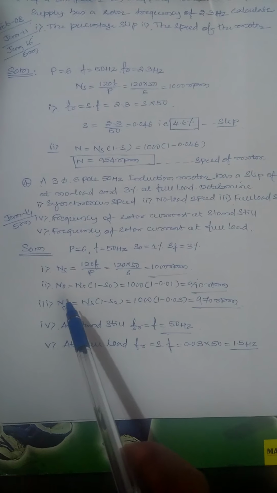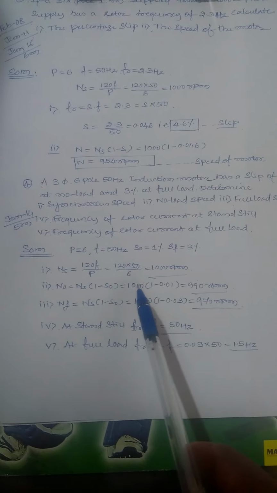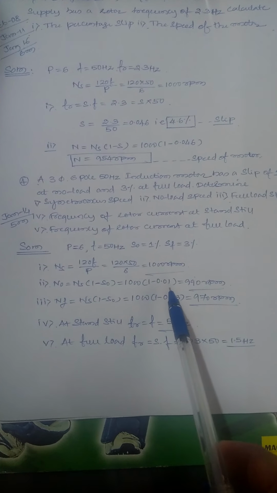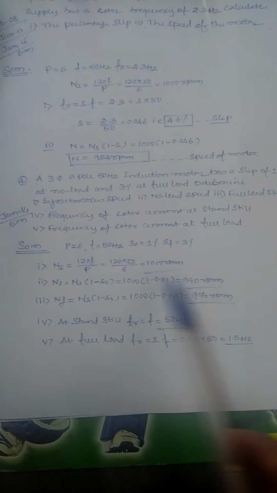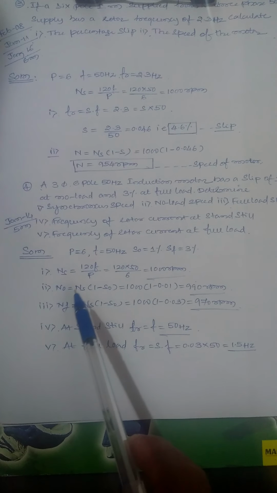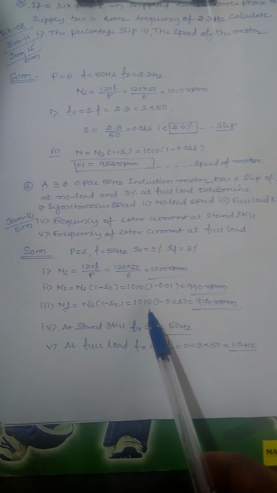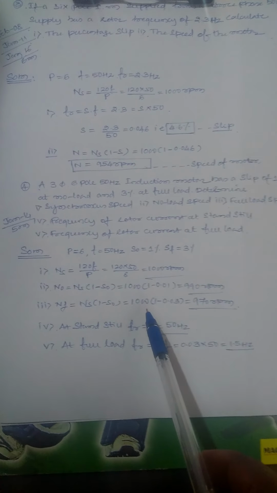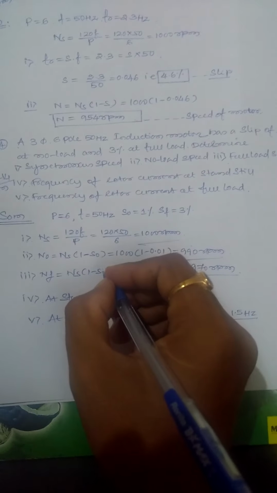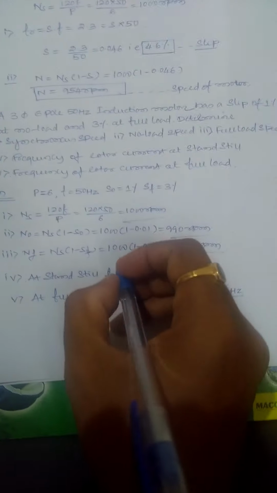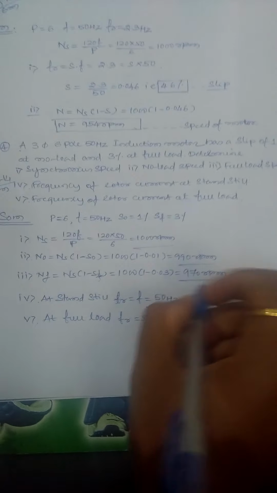Next, no load speed, that is N naught, equals Ns into (1 minus S naught). Ns is 1000 RPM, 1 minus 0.01, because the no load slip is 1%, that is 990 RPM. Similarly, you calculate the full load speed. Full load speed equals Ns into (1 minus full load slip), that is 1000 into (1 minus 0.03), that is 970 RPM.